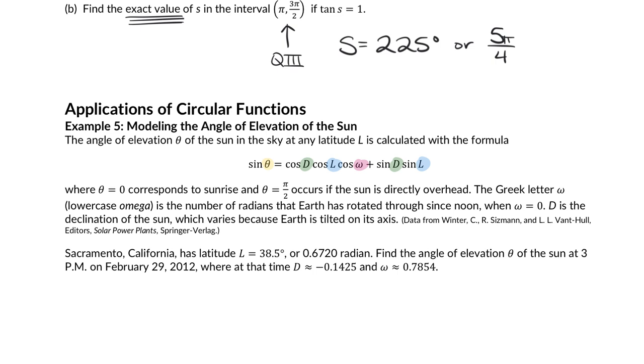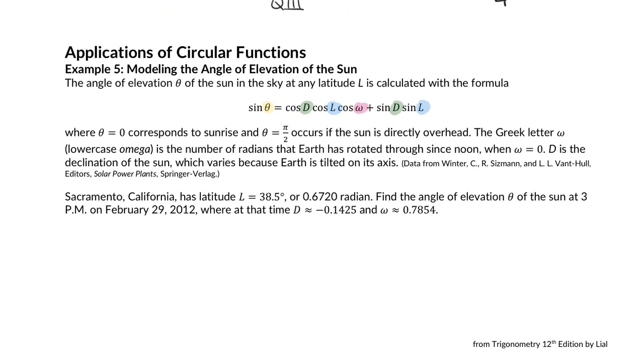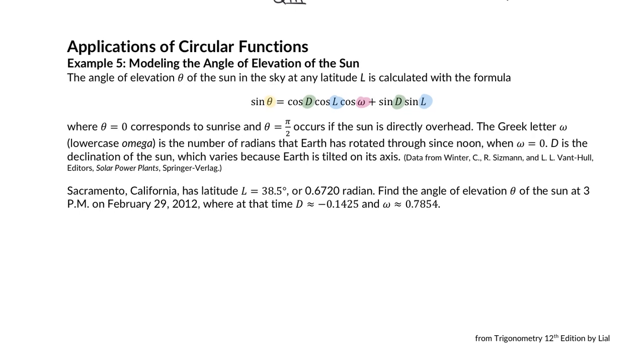When theta equals 0, d is the declination of the sun, which varies because the Earth is tilted on its axis. Sacramento, California has a latitude of 38.5 degrees. Oh, but look, I already changed it to radians for you. 0.6720 radian. We're going to find the angle of elevation of the sun at 3 p.m. on February 29th, 2012, when at that time, d is approximately 0.1425 and omega is approximately 0.7854.